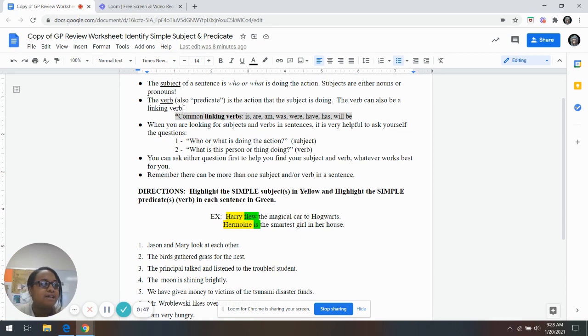Now, a lot of people, when they hear the word verb, immediately go action: jump, punch, run, think, talk, which are all verbs, yes. But we forget about our little bitty linking verbs. Linking verbs are going to show a state of being. And for some reason, people freak out when they see linking verbs. So here's a list of common linking verbs.